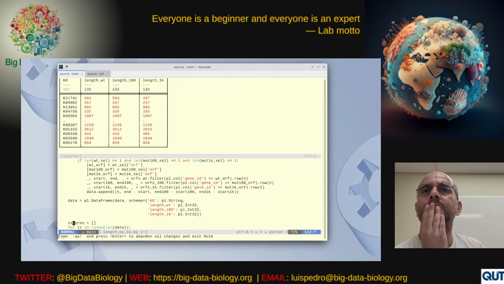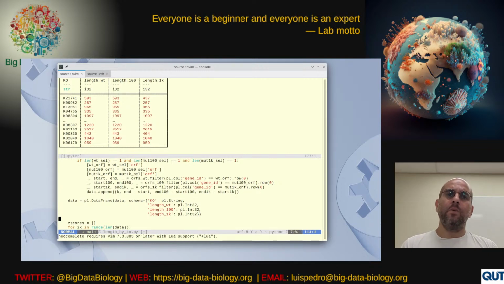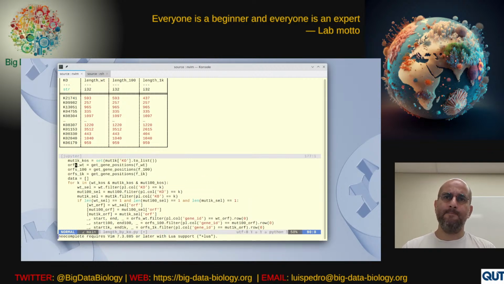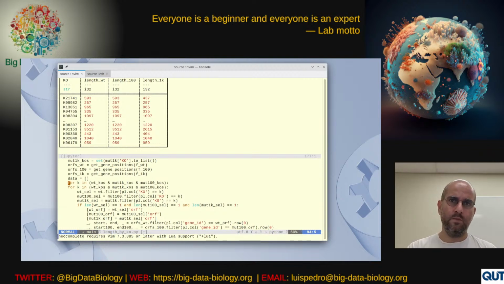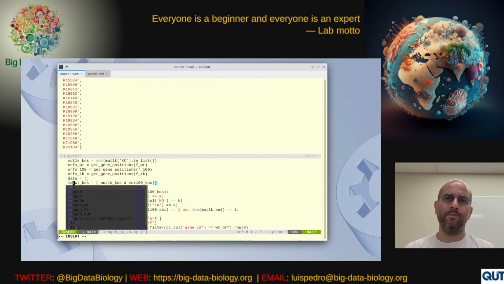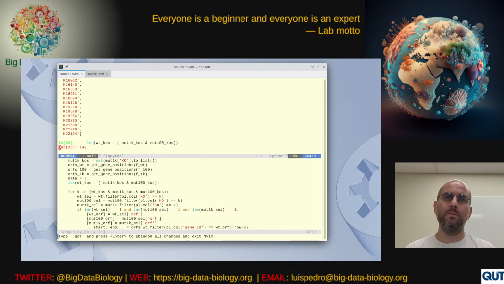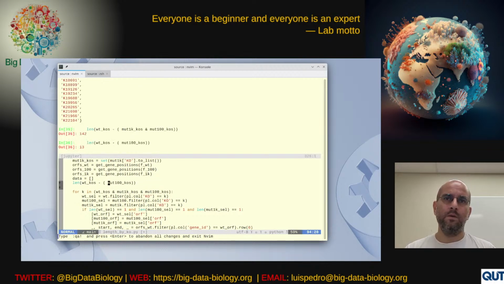Yeah, so this worked reasonably well, but in this case we only took the easy cases, where we had KOs that appear in all of the genomes and appear exactly one time. But there are KOs that are missed, right? So, for example, this is the set of KOs that are missed, actually quite a lot.